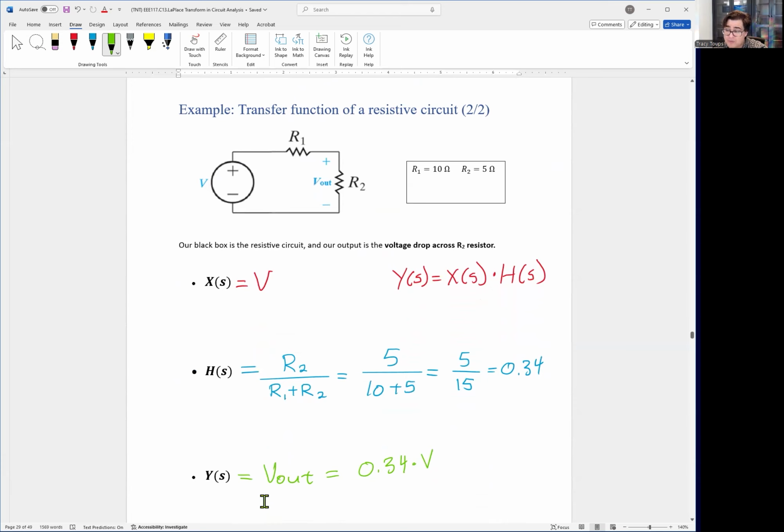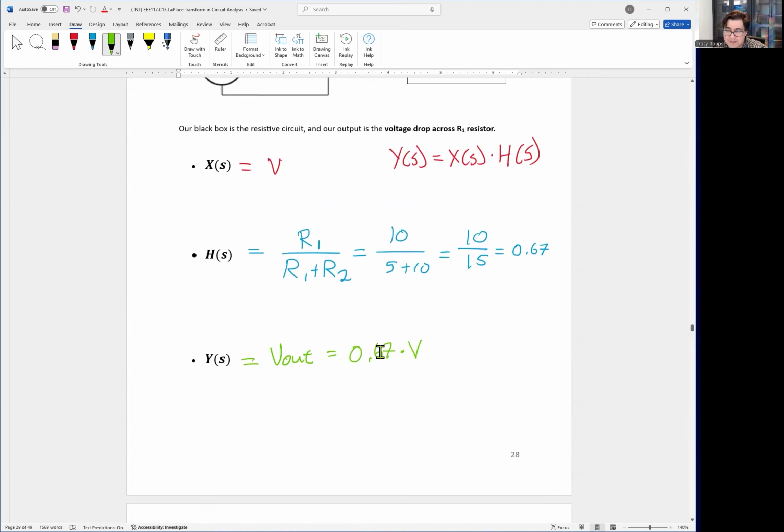So we will have to rebuild the system. Still, our input is X of S. We know that that's V. Our output Y is always equal to our input X times the circuit gain H. Now our voltage output is across R2. So now our voltage division is R2 over R1 plus R2, which is 5 over 10 plus 5, which is 5 over 15, which is 0.34, rounded of course. So now our output, V out, is equal to 0.34 times V.